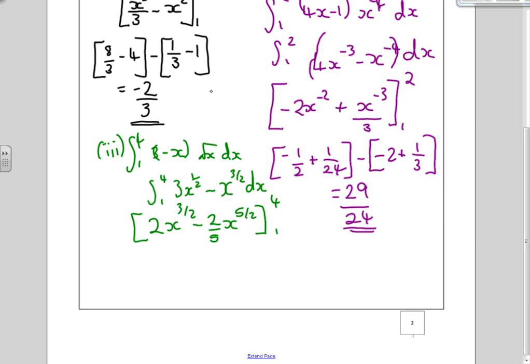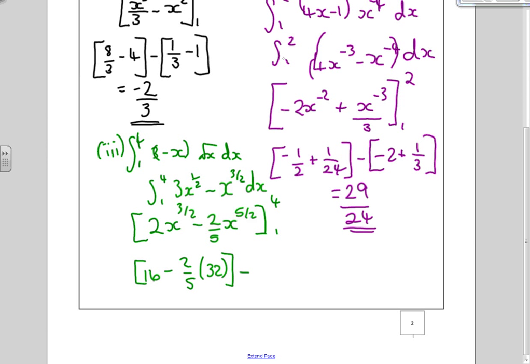So I'm going to substitute 4 in. So the square root of 4 is 2. 2 cubed is 8. 2 times 8 is 16. And then I'm going to have minus 2/5. And then square root of 4 is 2. 2 to the power of 5 is 32.